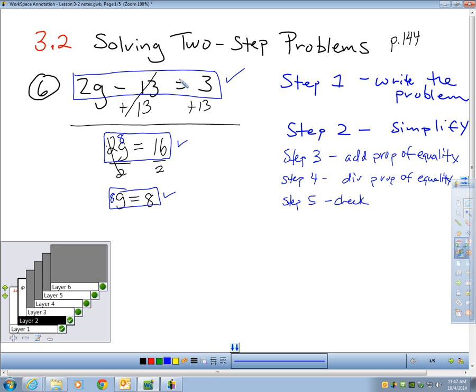Okay? So on paper, when you turn in your homework for something like this or take a quiz, I would want to see your work in this way. I would want to see that, write the equation. You're adding 13 to each side. You have 2g equals 16. And we're dividing each side by 2, and g equals 8. That's what I would want to see on paper.